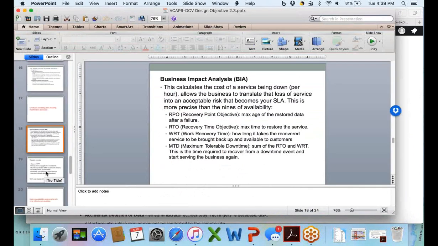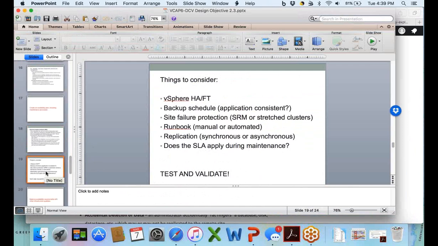Now, once you've done that business impact analysis and you've established things like your RTO and your RPO, then what? Ariel brought up a run book, manual or automated? How am I going to protect my site? Well, how relaxed is my SLA? Because if my SLA is 50%, do I really need 2 sites? But if my SLA is 5 nines, I probably need a secondary site, a DR site. How am I going to do failover?